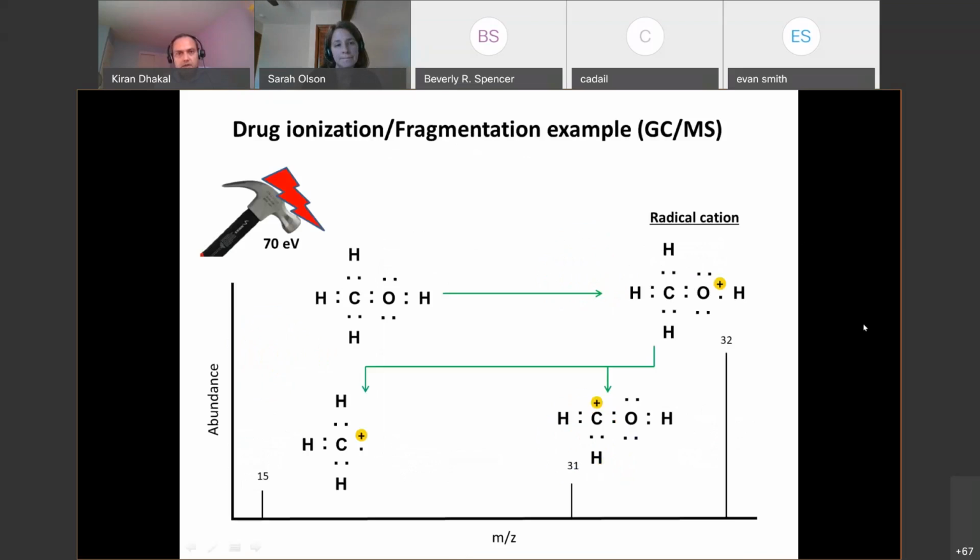Now more on drug ionization and fragmentation, with a real example in the GCMS: methanol. You can see methanol, which is a small molecule, with carbon and hydrogen around it, and oxygen and hydrogen. The dots represent the electrons. It has a mass of 32.